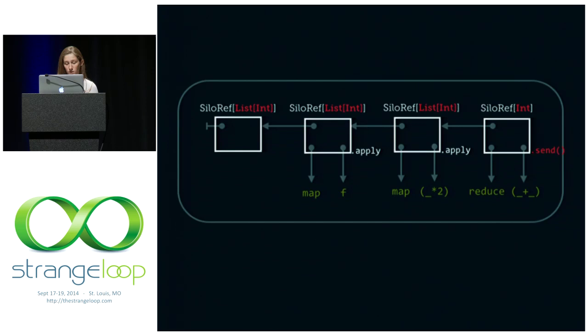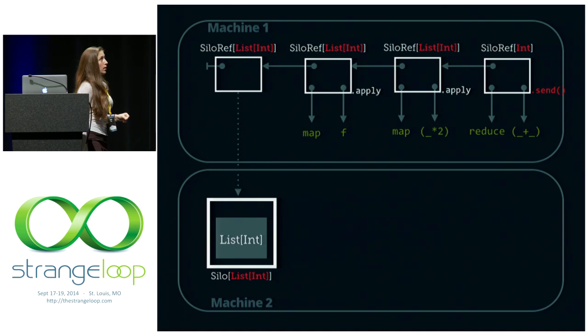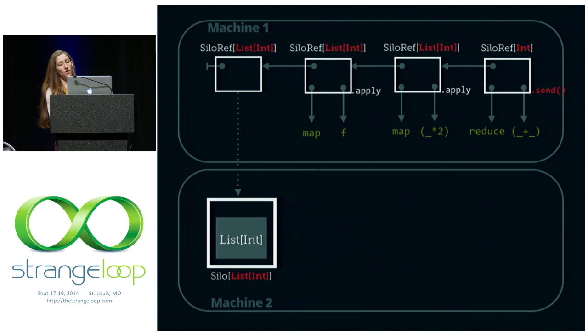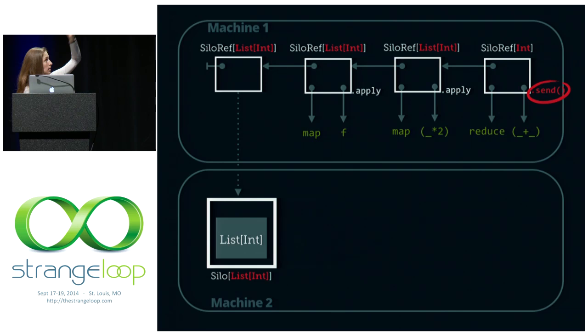So this is what things would look like. That original silo ref would point to an actual piece of data somewhere. Of course, it's a silo of list of int. And then when this send thing actually gets invoked, this is when, like I said, all of the functions and the pieces get sent to the runtime that manages this silo.